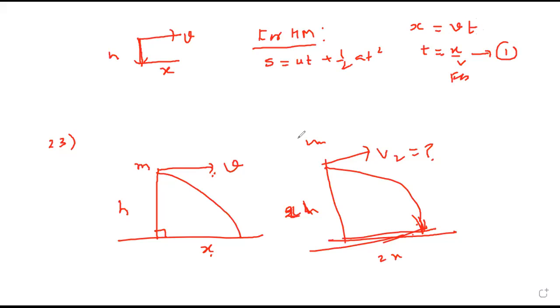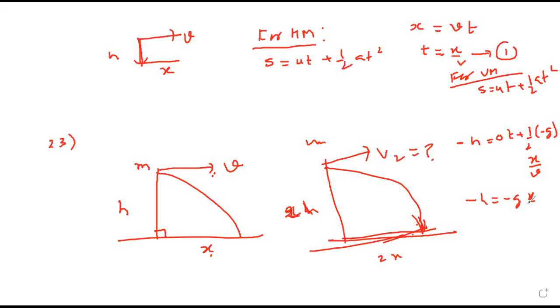So for vertical motion, s is ut plus half at square. So height is h in the downward direction, minus h, u is 0, plus half minus g into t, where t we got as x upon v. Therefore minus h is minus g x upon v. That means velocity is xg upon h. This was for the first case.